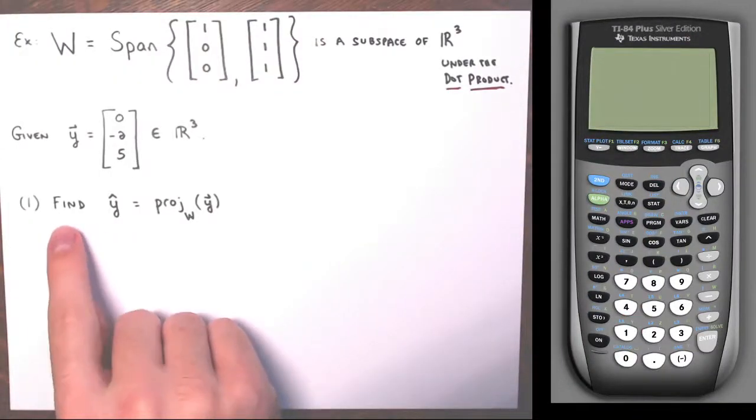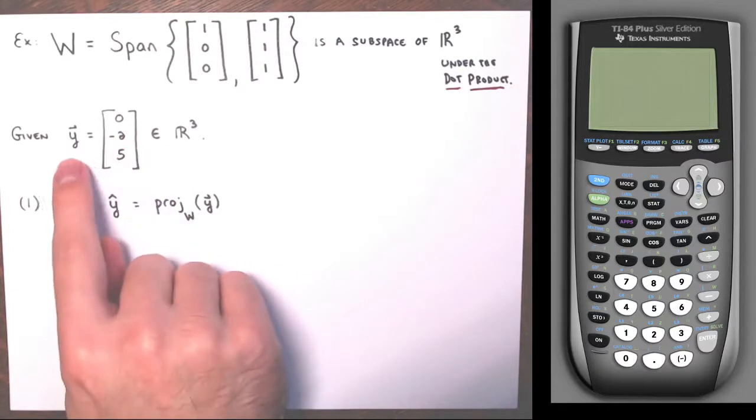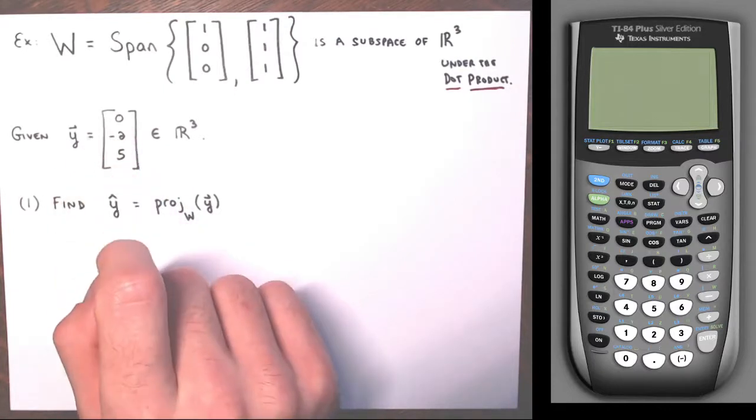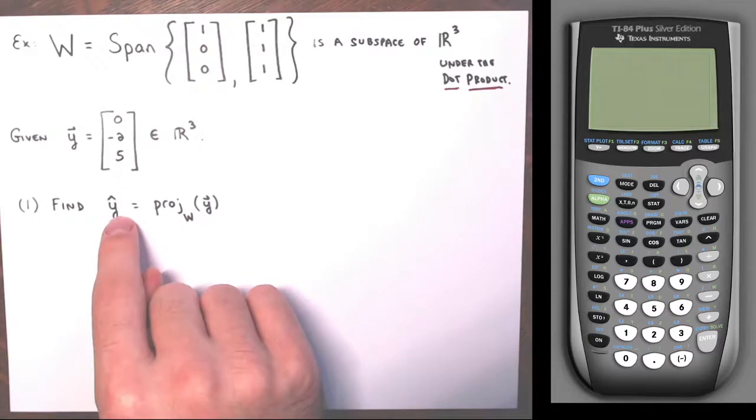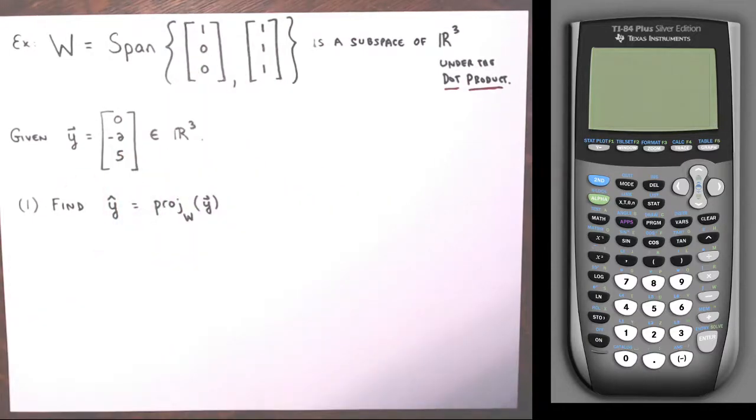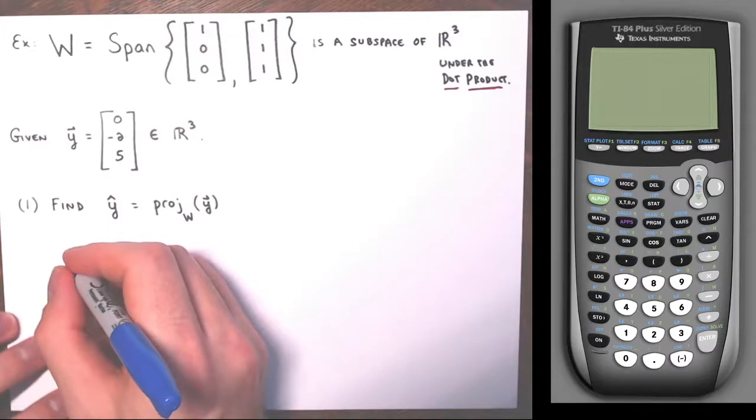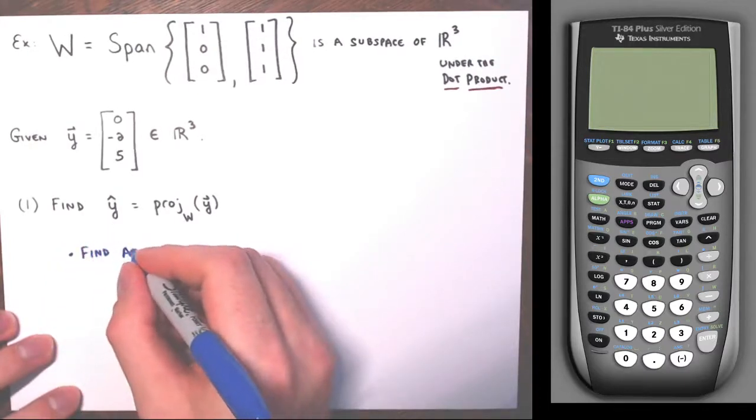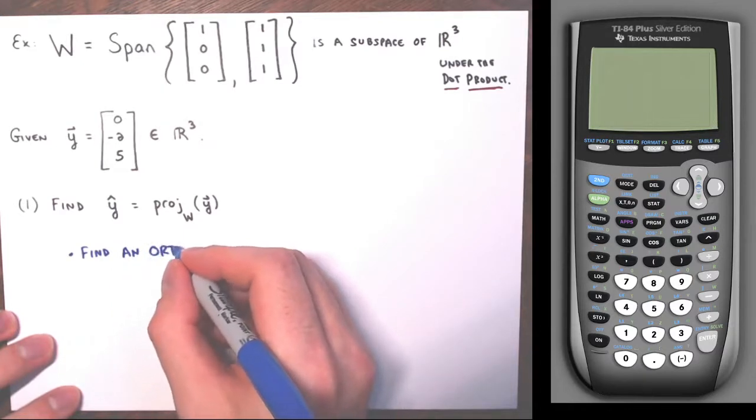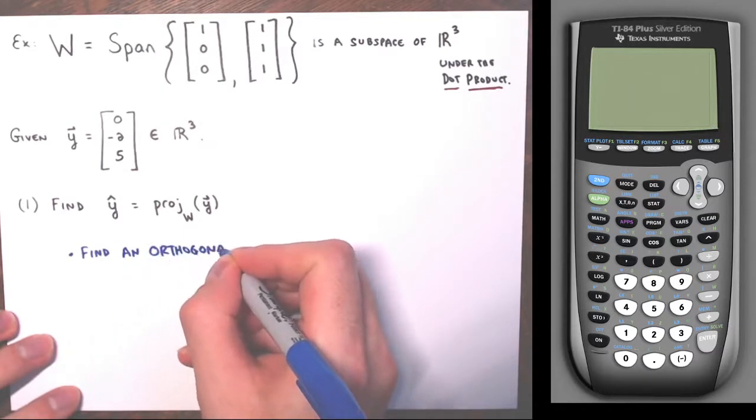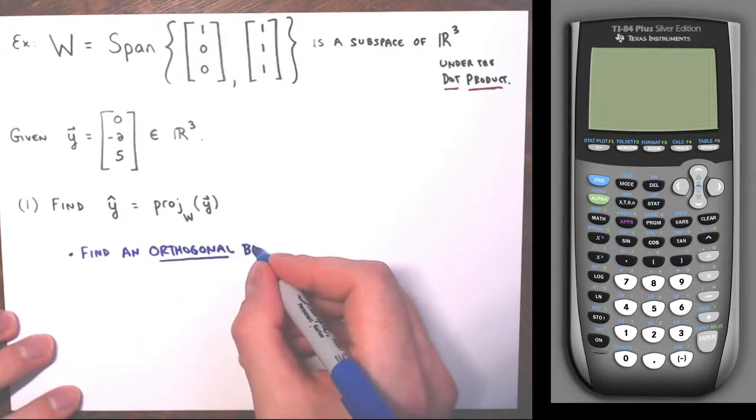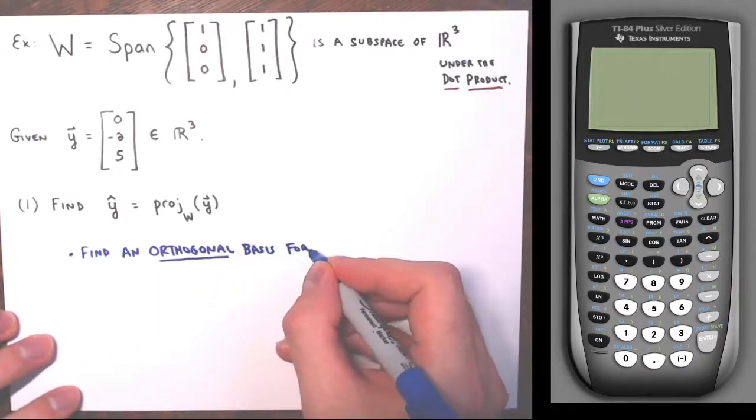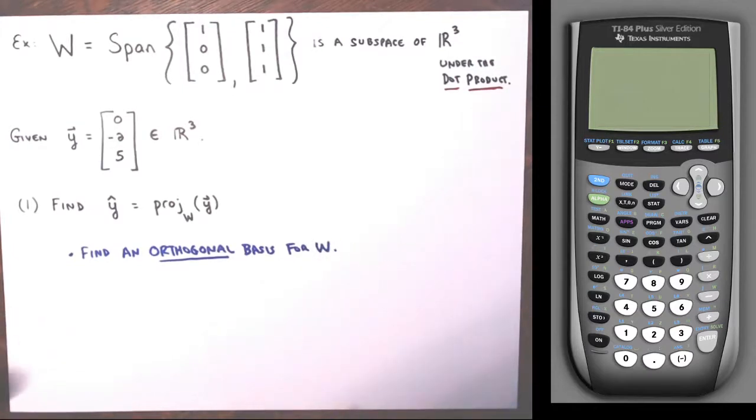So that's the same thing. First part, take this y here, the 0, negative 2, 5, and I want to find the projection of y onto W, or this y hat. So first I need to find an orthogonal basis for W. Now in the last two examples that was simple because both my bases had a single vector. That is not the case here.